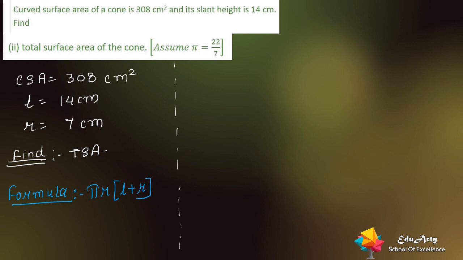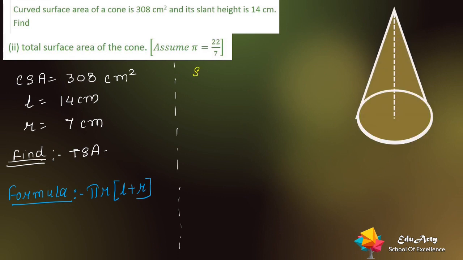Now what do we have here? This is the formula. Let's do the solution here. I didn't do the figure there, sorry. This time we have to find out the total surface area. Slant height we already have, radius also we already have. This we know, it is equal to 14. This is equal to 7. The curved surface area we already know.